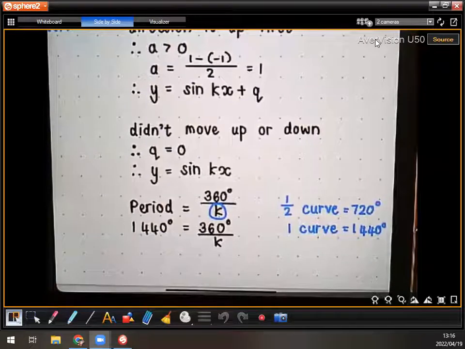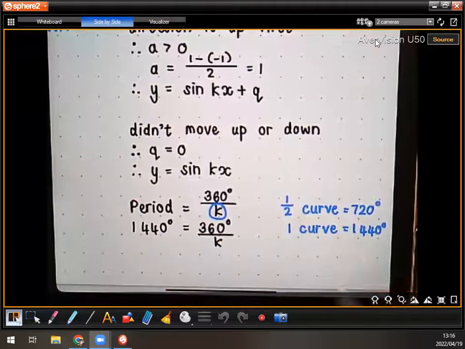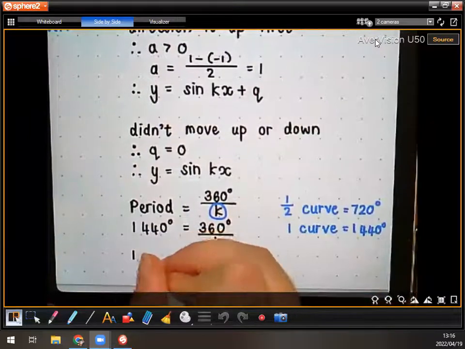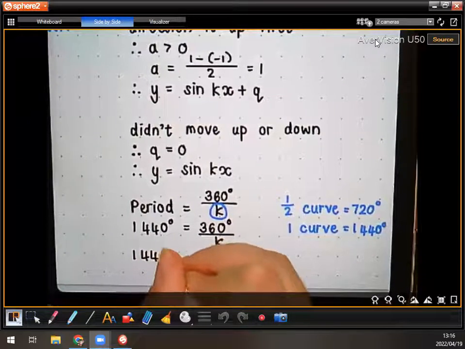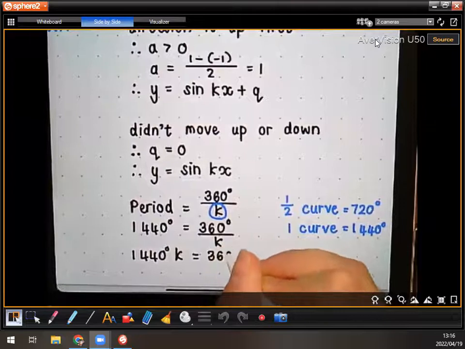Now, how am I going to solve for K now? It's in the denominator. What do I have to do? Times it out, okay? What's the opposite of dividing by K? Times by K. All right, so I'm going to have 1 440 times K equal to 360 degrees.